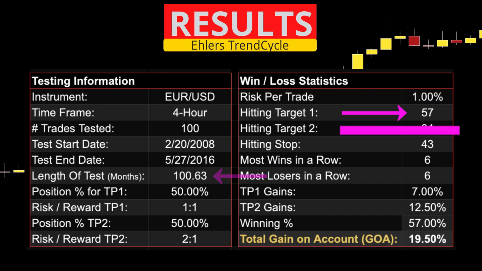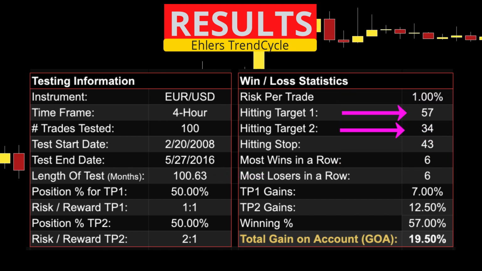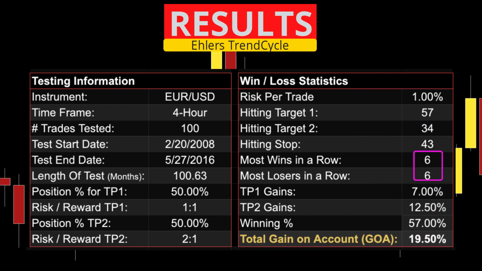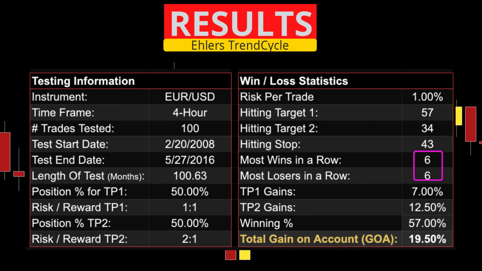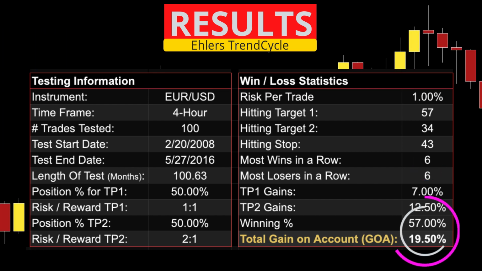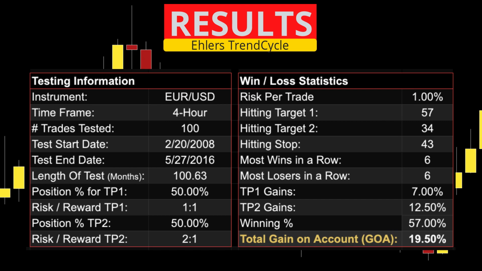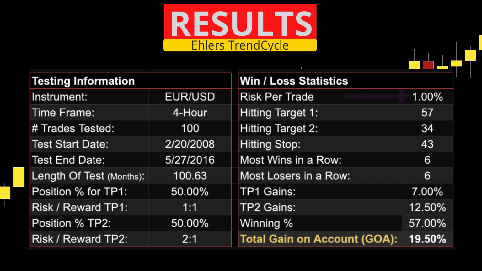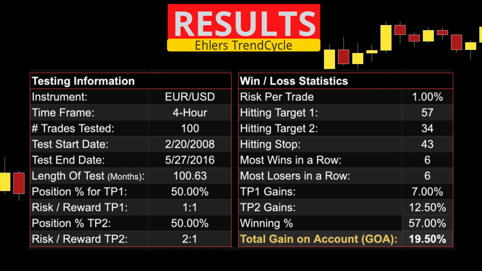57 hit target 1, and of those 57, 34 went on to hit target 2 of 2-to-1. Most wins and losses in a row equal each other at 6. This system produced a 57% winning ratio for a 20% gain on account, risking 1% per trade on this dataset. But I'm going to share 4 ideas on how to pump those numbers up.